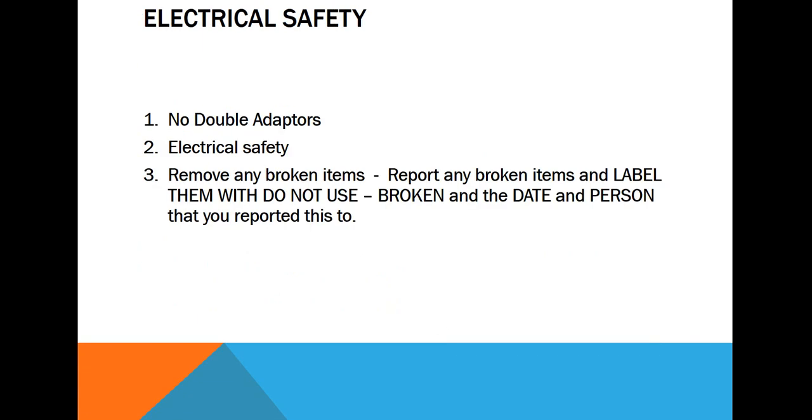We'll review again some of the basic instructions relating to electrical safety. No double adapters are to be used. Each house or centre has an electrical safety switch. You need to check that you know where this is. Ask to be shown when you arrive on site. Water and electricity do not mix, remember, so do not use electricity or cords in wet areas. Remove any broken items that you see. Report any broken items and label them with "Do Not Use," broken, and the date and person that you reported this to.